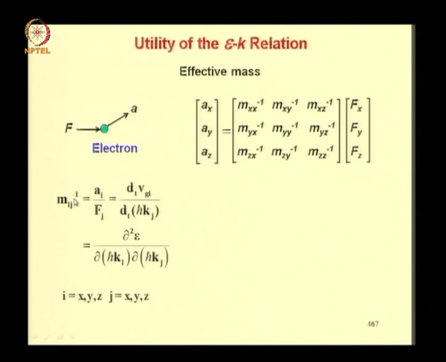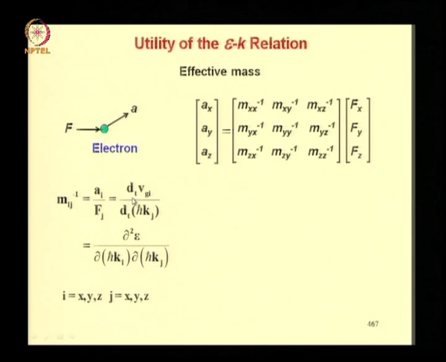So Mij, the reciprocal of this, is equal to the acceleration divided by the force. The acceleration is in the i direction, and this acceleration in the i direction is in response to a force in the j direction. Then you can write this as d by dt of Vgi by d by dt of h cross k in the j direction, because acceleration is the time derivative of the group velocity and force is the time derivative of the crystal momentum.